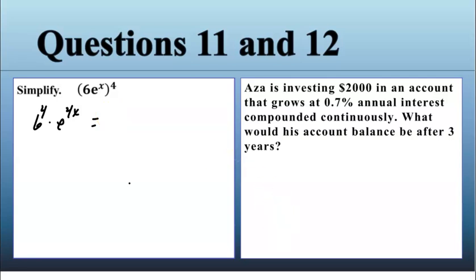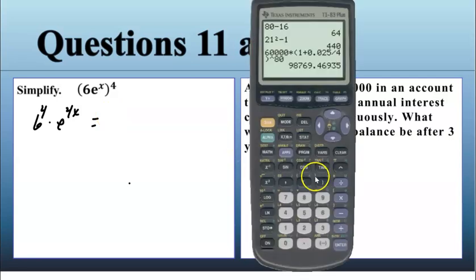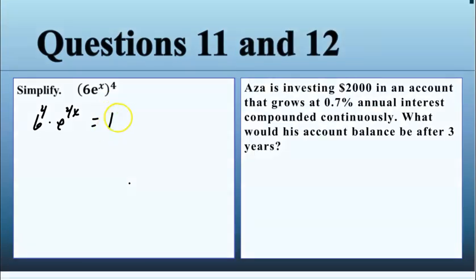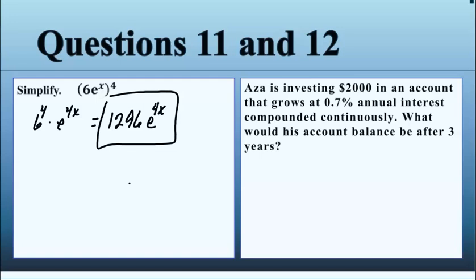So on our calculators, we're going to have 6 raised to the 4th power, which will give us 1,296, times base e raised to the 4x power. So this would be our answer, we're just going to keep base e there.